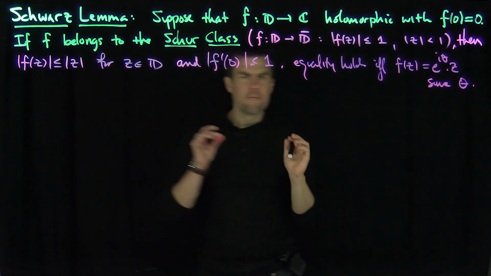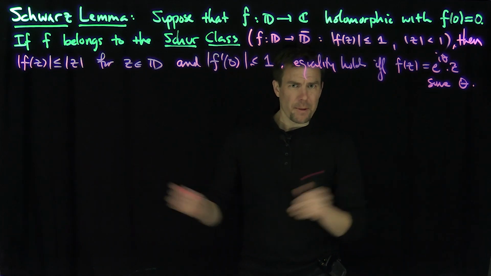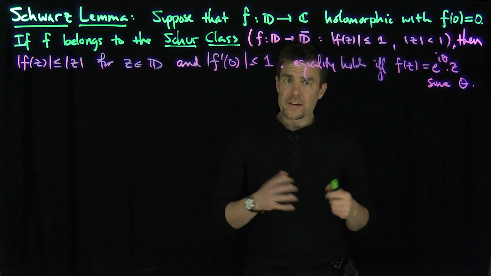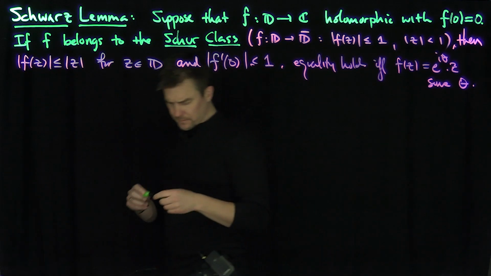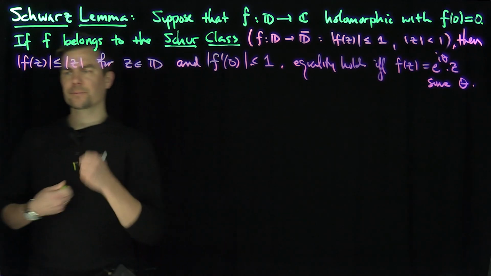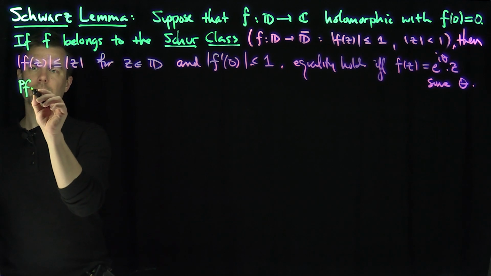That's the Schwarz Lemma. Very simple to state, very powerful result in complex analysis. The variants of the Schwarz Lemma in different domains actually give you lots of geometric information, okay? Excellent. So how would you prove something like this? So here's the proof.